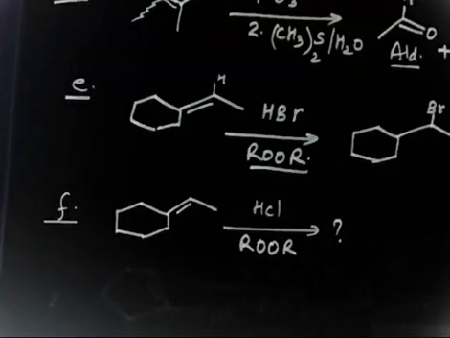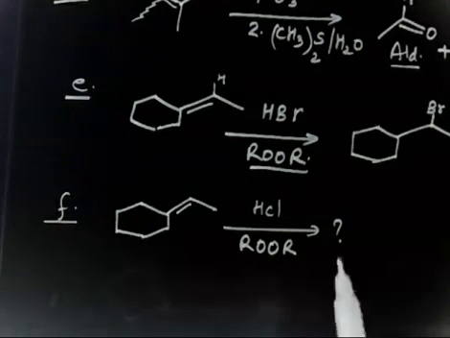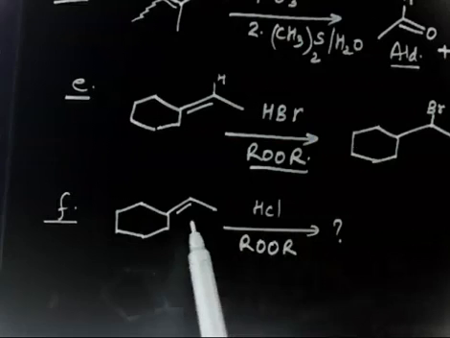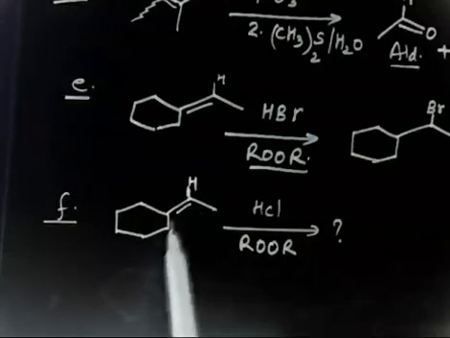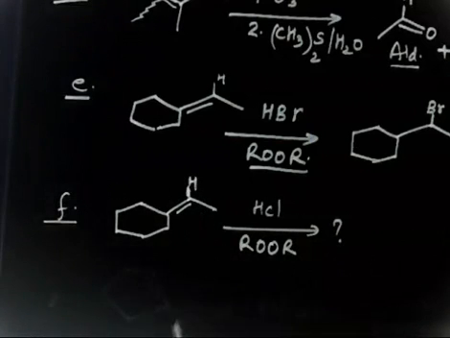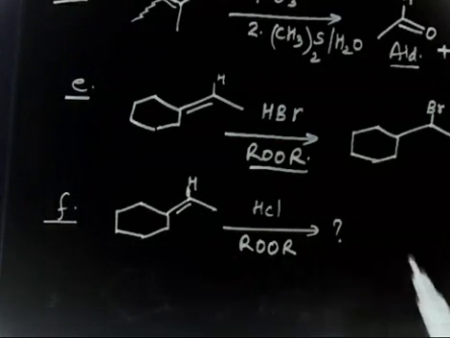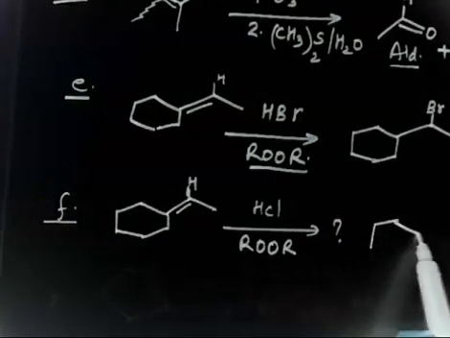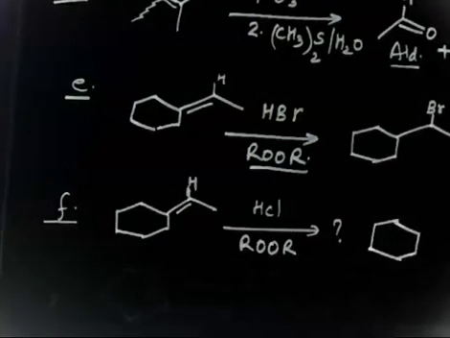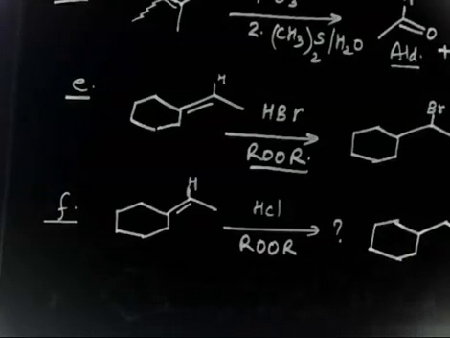Now, should we have anti-Markovnikov addition? Yeah, good. In the presence of HCl, there is no anti-Markovnikov addition. So hydrogen will go to the place where I already have more hydrogen. So hydrogen will go at this position, chlorine will go at this position. And this is a trick. You see, anti-Markovnikov addition is only followed for HBr.